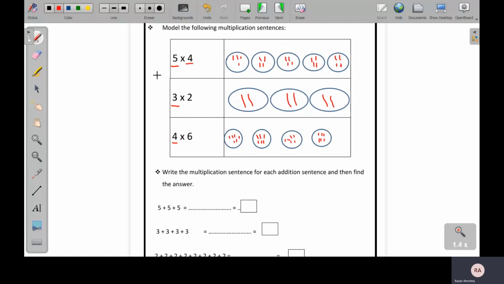So here, just quickly to reflect, the first number in a multiplication sentence is always going to be the number of groups I have.